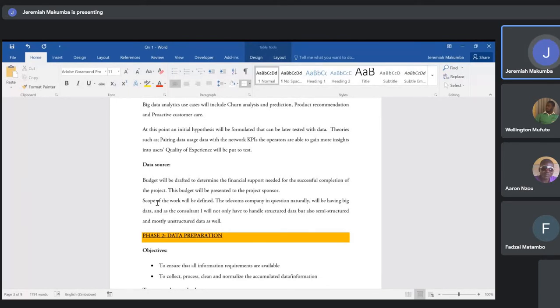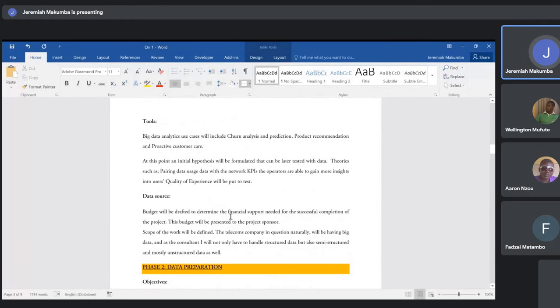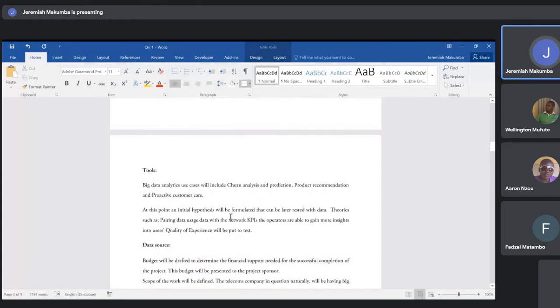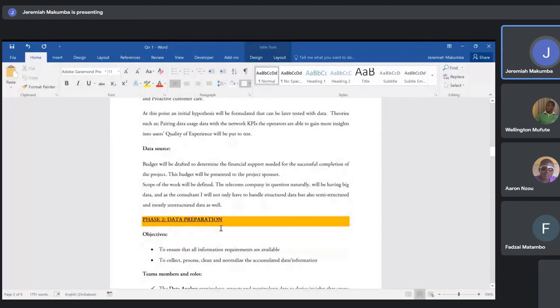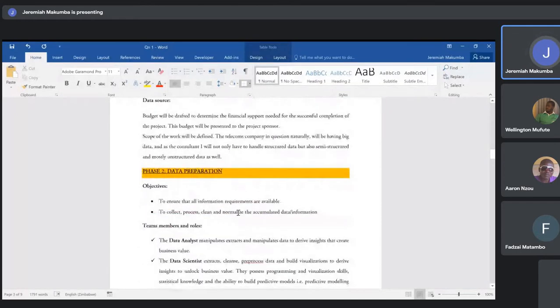Then the telecom companies in question naturally will be having big data, and the consultants will not only have to handle structured data, but also semi-structured data, and mostly unstructured data as well. So on this one, we have tried to implement the OTTD, that is the objectives, the team members and their roles, then the tools and the data source. Then we'll also try to implement the second phase, which is data preparation.